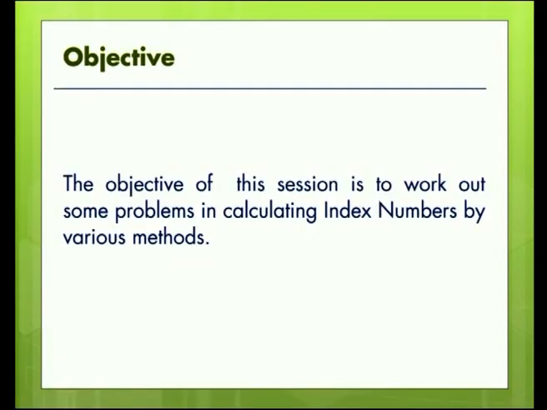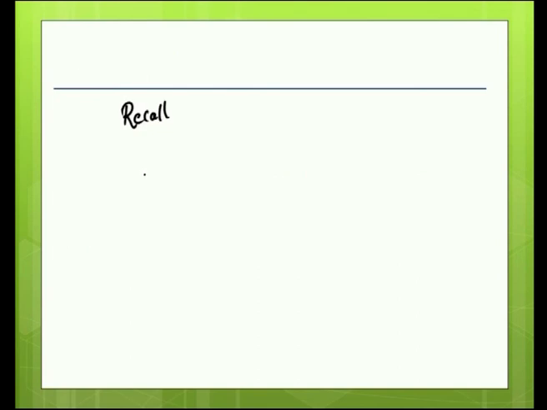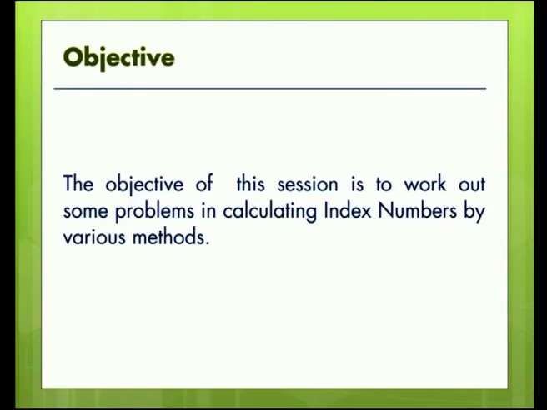So, just a recall before we get into the exact session. The objective of this session is to work out some problems in calculating index numbers by various methods. Recall the methods we studied. Various formulae were discussed in the previous sessions in calculating index numbers. The various formulae were Laspeyres method, Paasche method, Bowley's method, Marshall-Edgeworth method, Kelly's method, and Fisher's ideal method. So, the formulae should be recalled before we get into working out problems in computing the price index numbers and quantity index numbers.